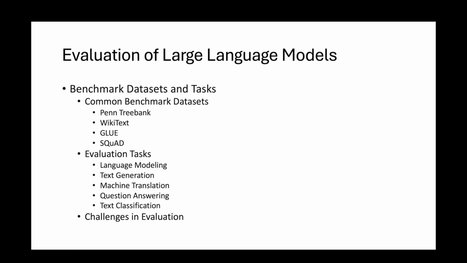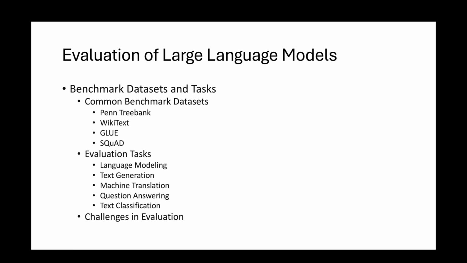Evaluation tasks. Language models are evaluated on a variety of tasks, including language modeling, predicting the next word in a sequence given the previous context. Text generation, generating coherent and contextually relevant text based on a given prompt. Machine translation, translating text from one language to another while preserving meaning and fluency. Question answering, providing accurate answers to questions based on a given context. Text classification, assigning predefined labels or categories to text documents based on their content.